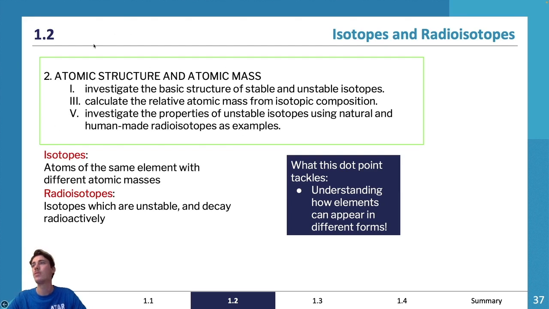So, your atomic structure and atomic mass. This is one of the points they talk about. They want you to talk about the basic structure, but they also want you to talk about how do I calculate the relative atomic mass? And you might say to me, what the heck does it mean by relative atomic mass? Why can't I just say atomic mass? Really good point. Relative atomic mass is because of this phenomenon called isotopes.